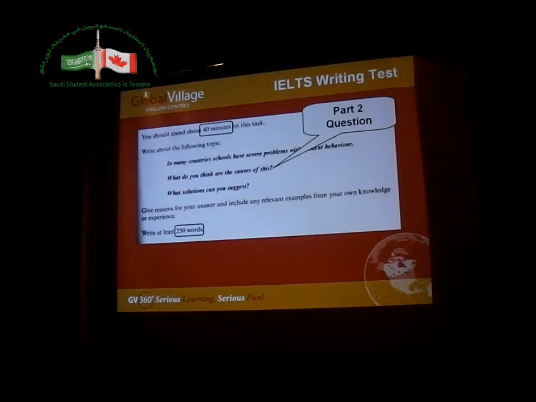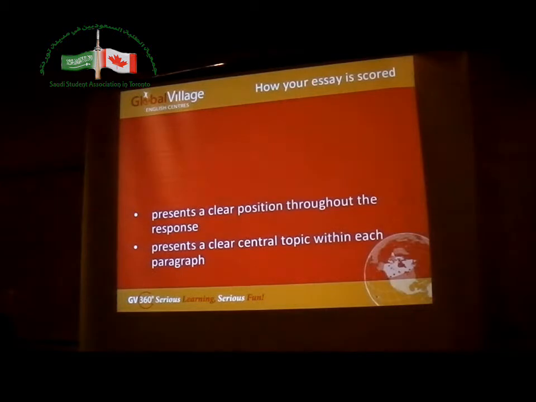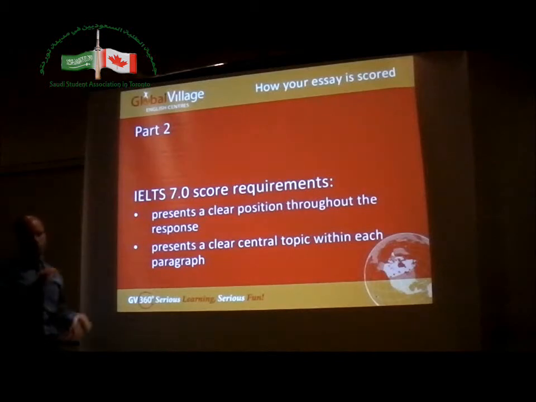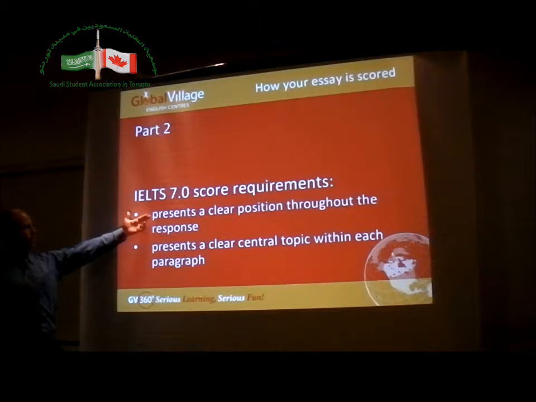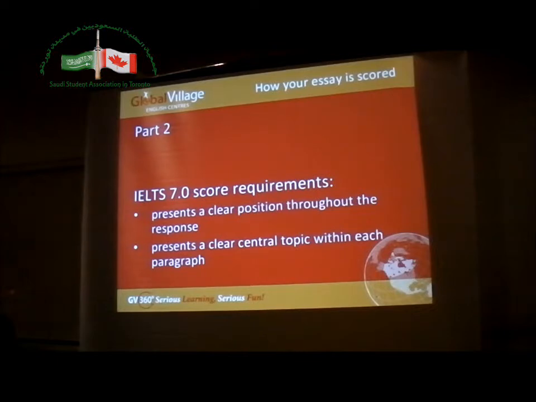But one thing is a clear position throughout the response. What does position mean? You know what the writer's position is. What's a synonym? Opinion. Good. So you're going to have your opinion, and you continue this opinion throughout your writing. A clear central topic within each paragraph. So don't try to talk about too many things at the same time. It should be one topic and then a new paragraph.